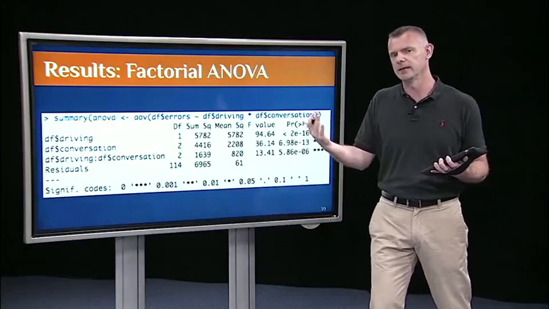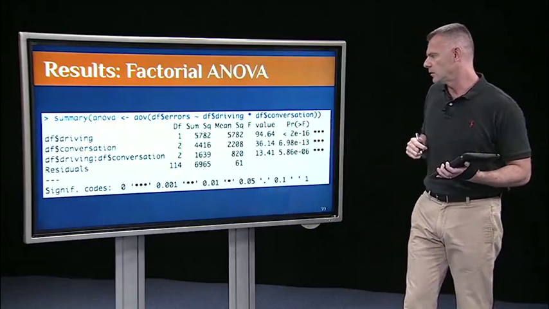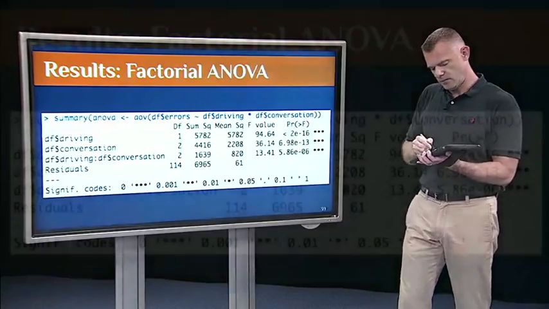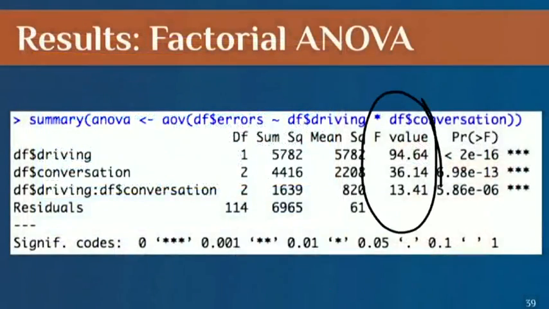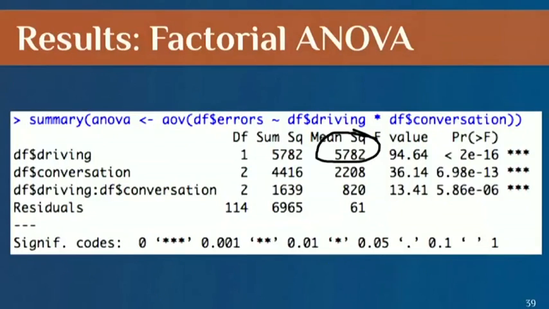Again, we made up the data, sort of made it this way, just so it would come out nice. You get very large F values. Again, where does the F value come from? Well, it's a ratio of mean squares. So the F value for driving difficulty is just 5782 over 61. And for conversation, 2208 over 61, and so on.